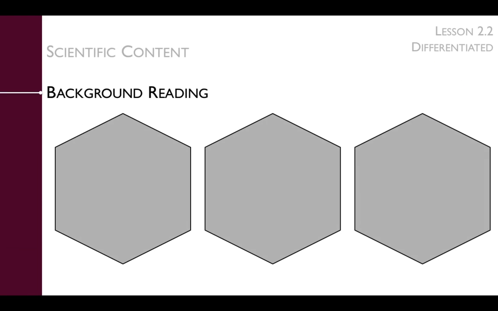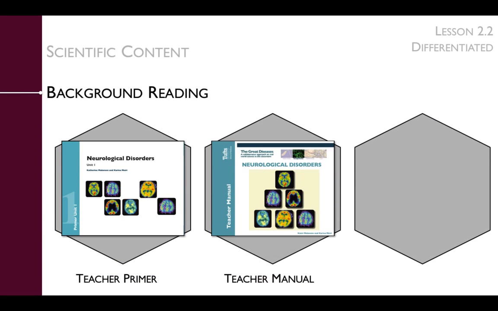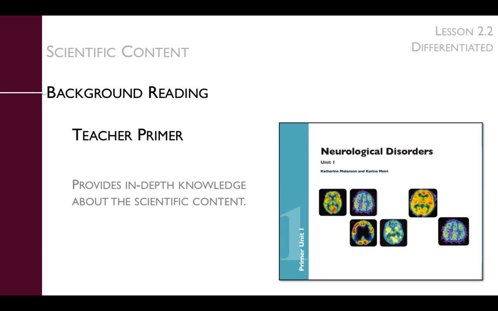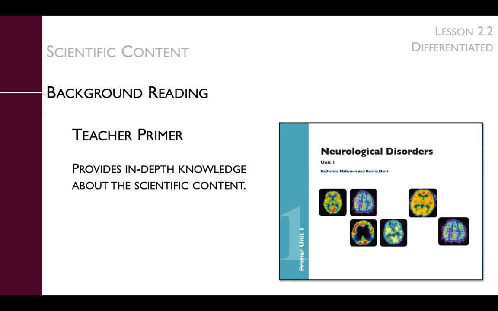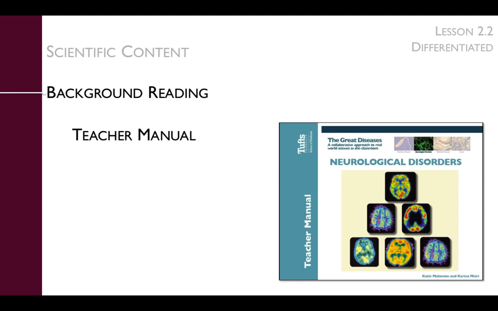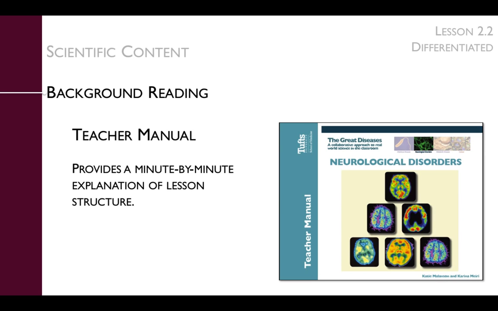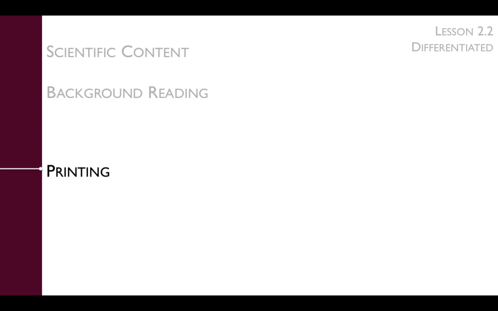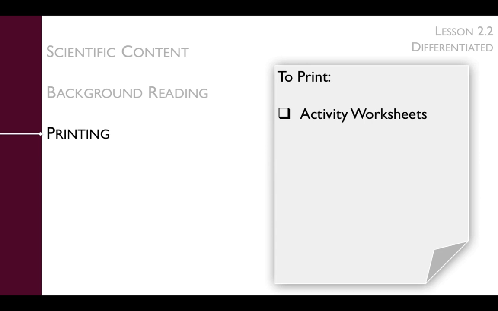You can review this scientific content in the background reading provided to you in the teacher primer, the teacher manual, and the student workbook. The teacher primer provides in-depth knowledge about the scientific content presented in the lesson. The teacher manual or lesson plan provides a minute-by-minute explanation of the lesson structure, including instructions on how to manage the discussion and activity. And the student workbook provides additional explanation for students. You'll need to be sure to print the activity worksheets for your students.